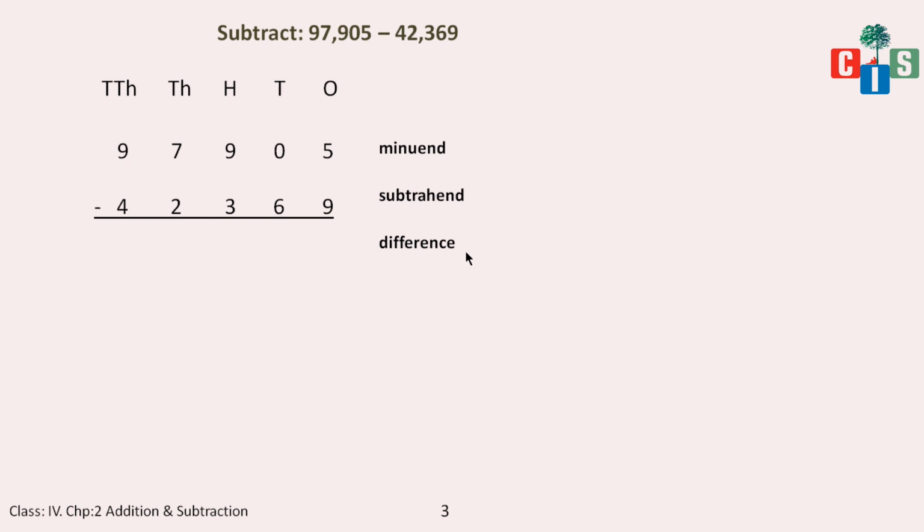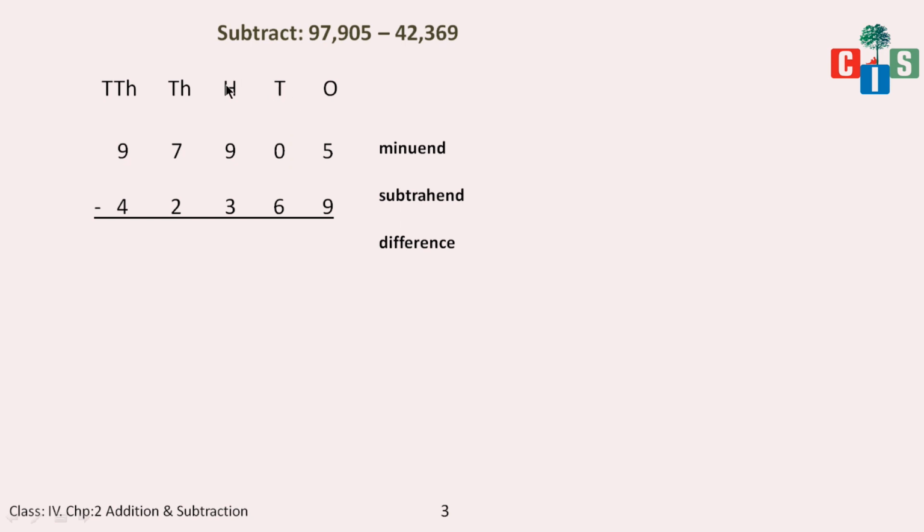Okay, starting with the ones place, 9 is to be subtracted from 5. Can you do that? No, because 9 is greater. So what ones will do? Ones will go to tens to borrow. Tens has 0. It will say I don't have any number.